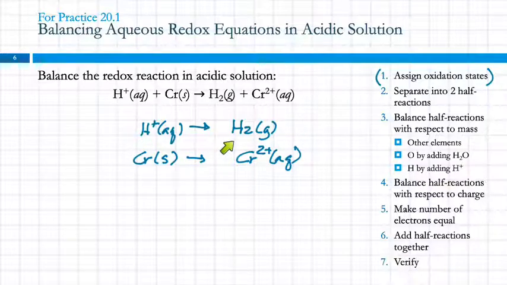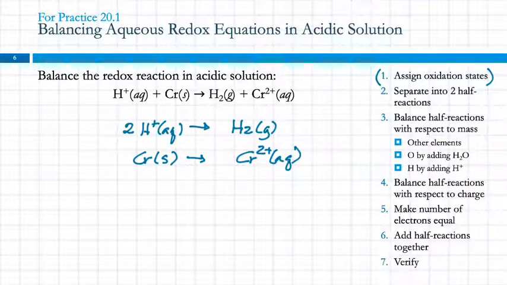So this first one, there's only hydrogen. And so I'm going to balance that. I have two hydrogens here, and I can just put a 2 in front of the H plus and get that one balanced. And the second one, chromium, and chromium is already balanced with respect to mass. Balancing with respect to mass means, do I have the right number of atoms of each element on each side? And so I didn't even have to get into this priority list here.